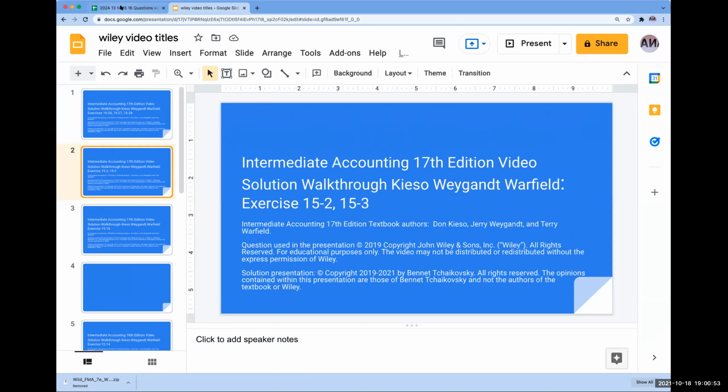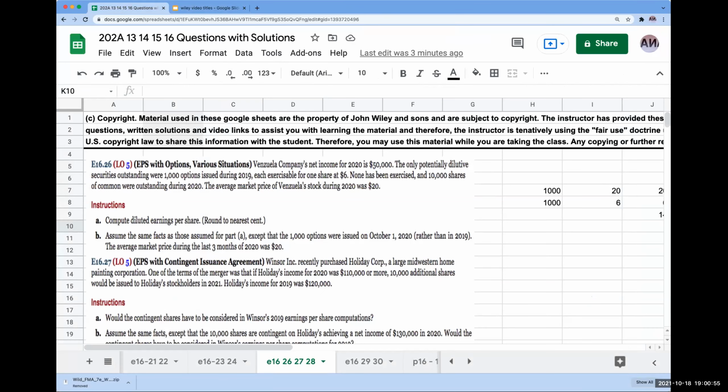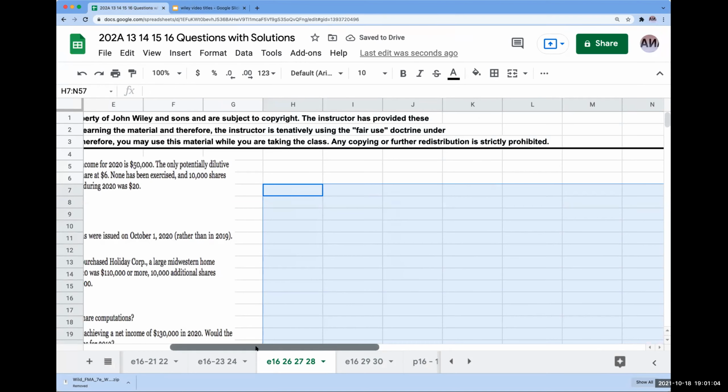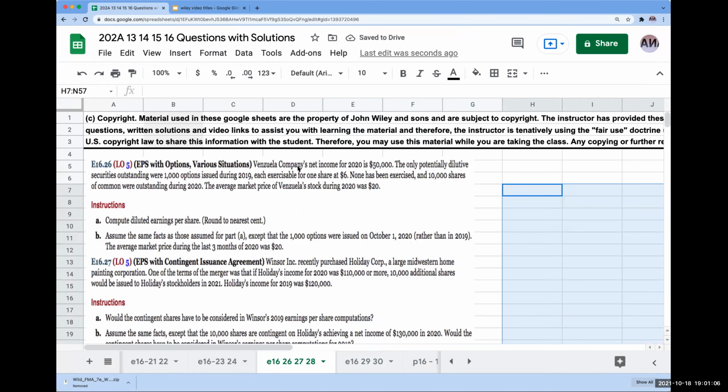Okay, so let's take a look at our first question right over here. Let's clear all this fun stuff out and start fresh. Venezuela's company net income for 2020 is 50,000. The only potentially dilutive securities outstanding were 1,000 options issued during 2019, each exercisable for one share at $6. None have been exercised. And 10,000 shares of common were outstanding in 2020. The average market price of Venezuela stock during 2020 was 20 bucks per share.